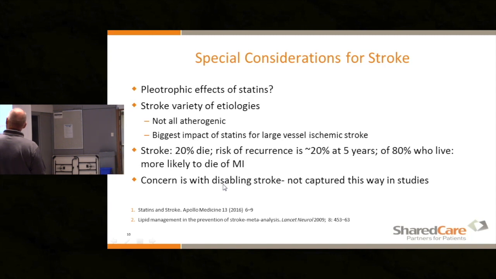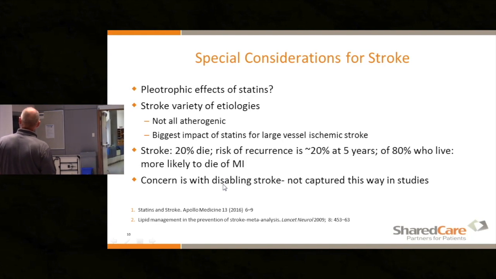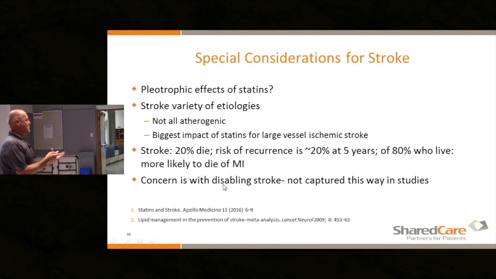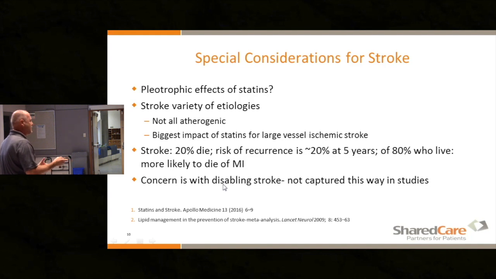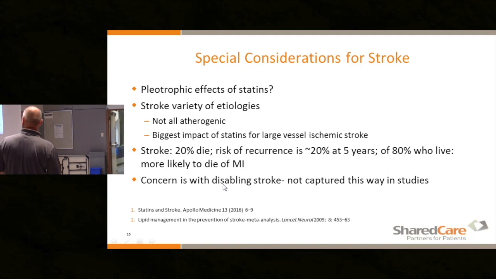One of the issues in the studies is that not all strokes are related to lipids, and the biggest impact of statins is on the large vessel ischemic strokes. But the studies tend to group all the strokes, and they don't tease it out. So you don't know whether, if you broke it out, the statins would be more effective for this, and we should be targeting that. So we don't know that.